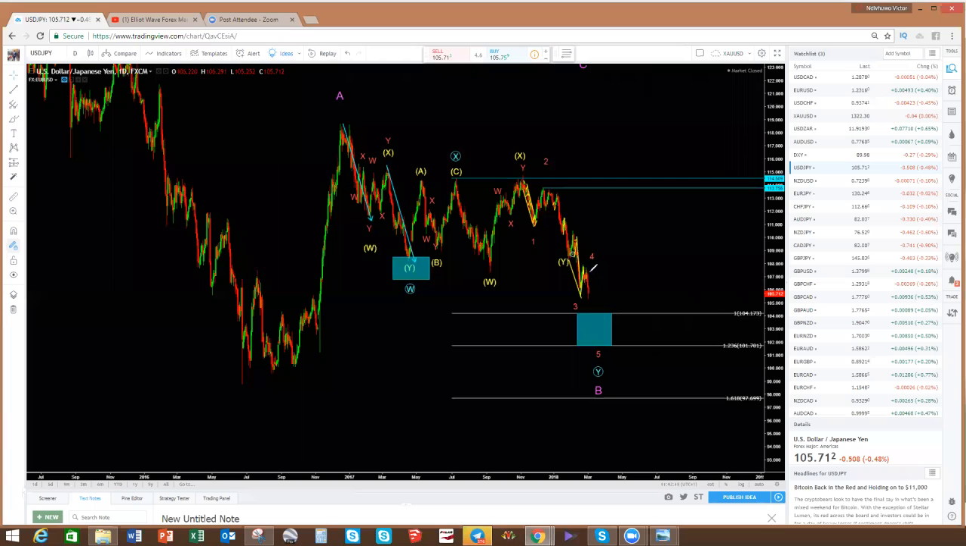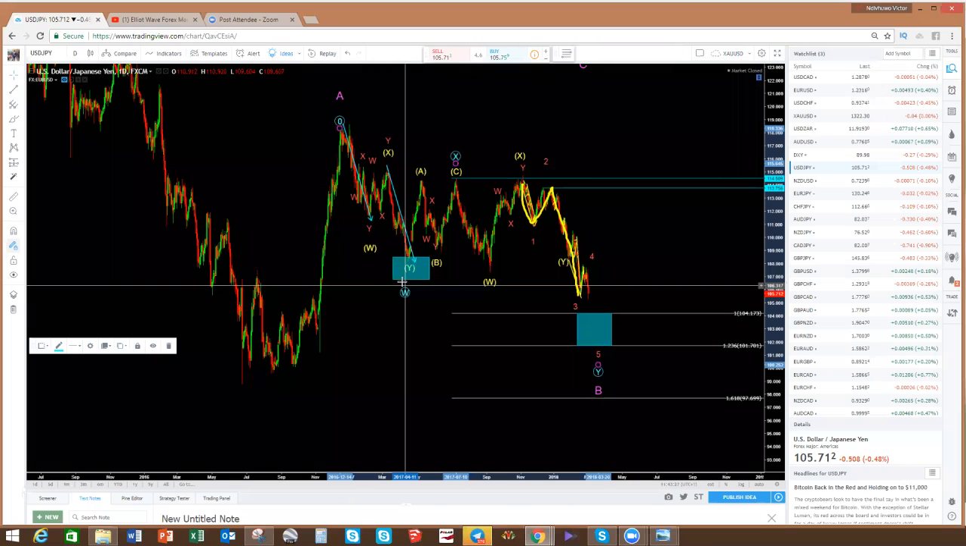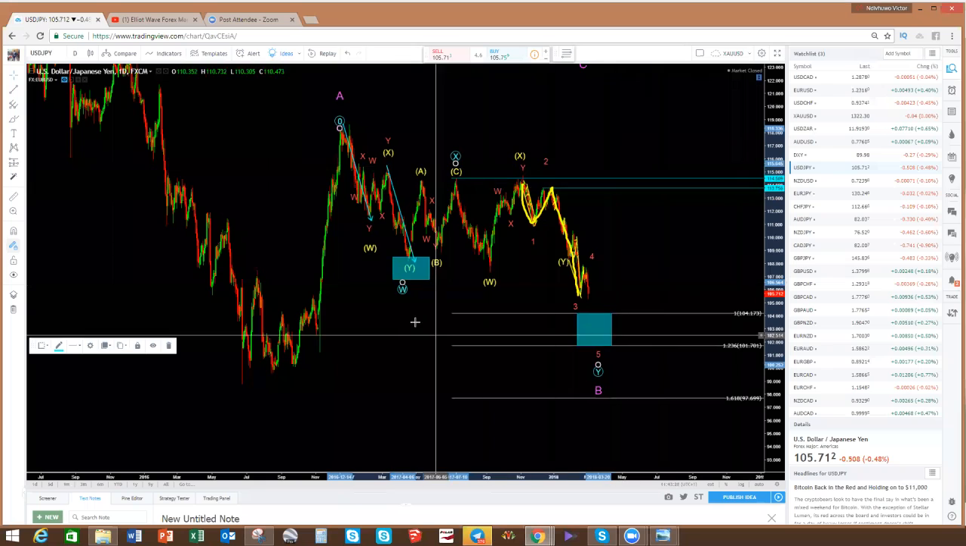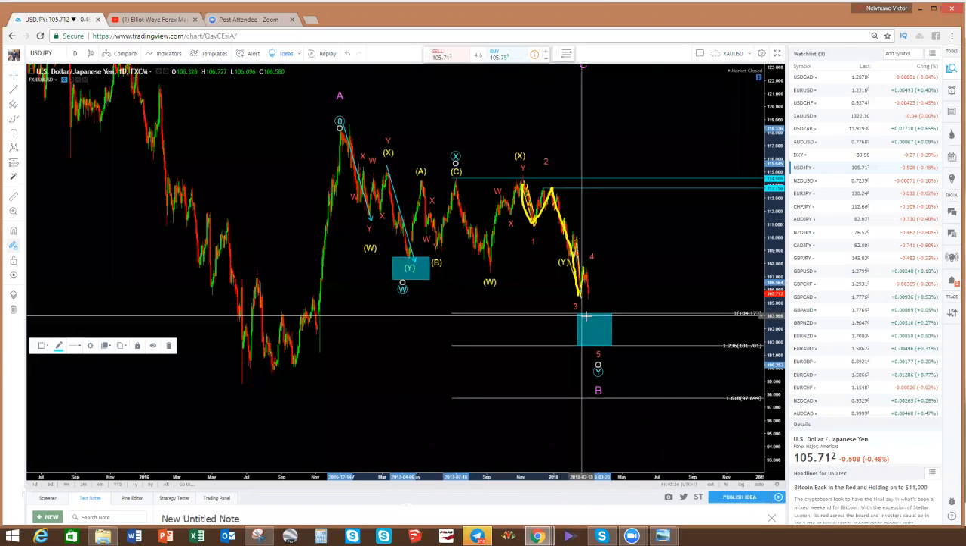So I said any pullback here will be a wave 4 because you've got here 1, 2, 3. You haven't got a similar pullback like this one. See, this one is deep. This we forecasted from last year already, over 8 months ago, around March when it made this pullback. We were already thinking that it must come down to 104.